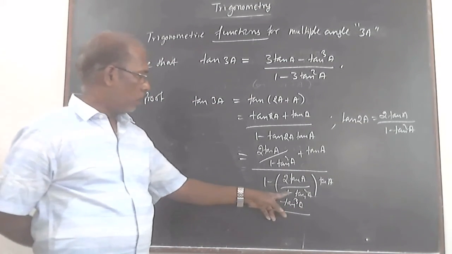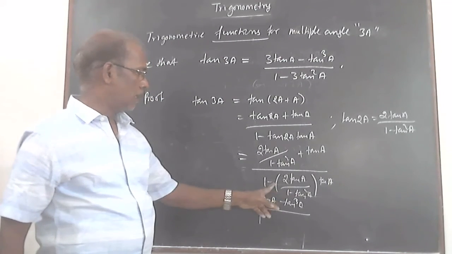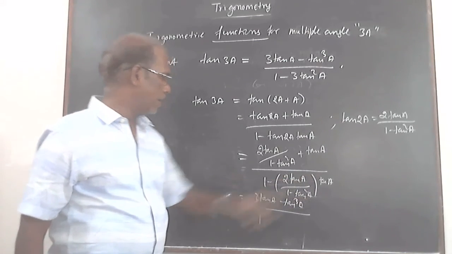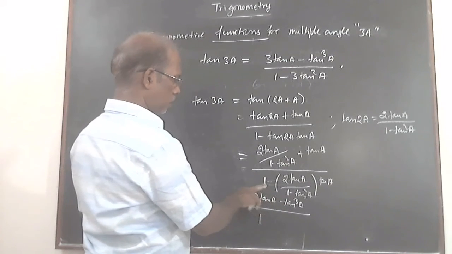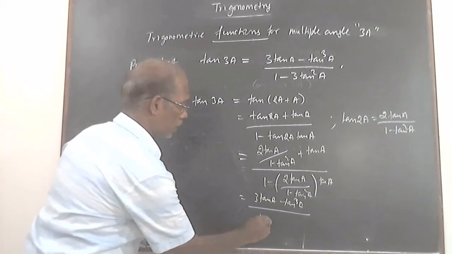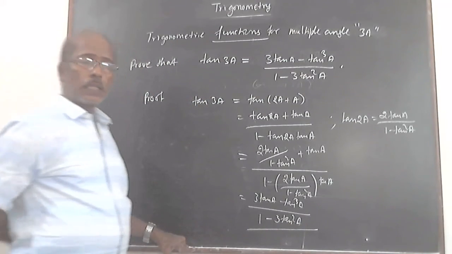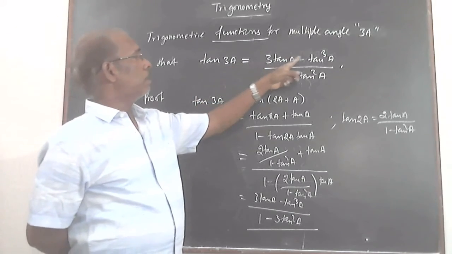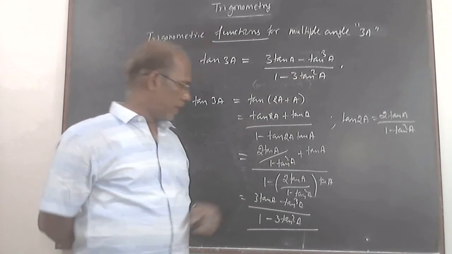The denominator: 1 into 1, 1 minus of minus tan square A, and another 2 tan square A. So 1 minus tan square A and minus 2 tan square A, overall minus 3 tan square A. So this is the required result: tan 3A equals 3 tan A minus tan cube A divided by 1 minus 3 tan square A.